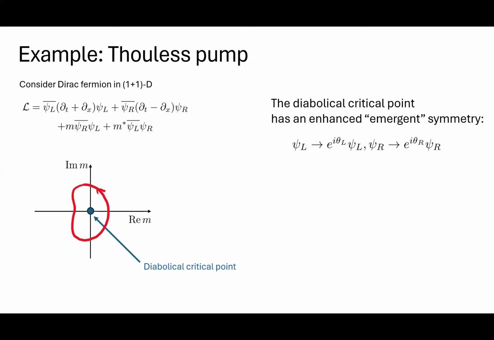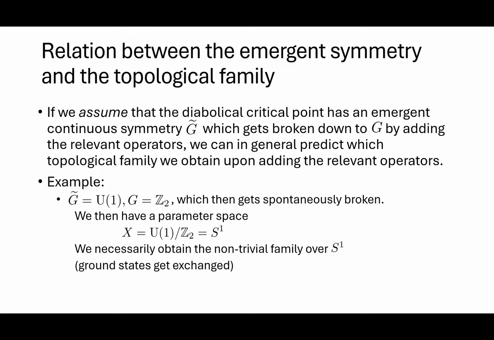But what I can say is that if you do have this emergent symmetry, then you can show how it's related to the topological families. So suppose that we have a diabolical critical point which has an emergent continuous symmetry, and then you add the relevant operator that breaks it down to some subgroup of that. You can, in general, predict which topological family you get. A simple example: suppose we have an emergent symmetry U1, and you add the relevant operator that breaks it down to Z2, and then that gets spontaneously broken. So now in terms of the families, you'd be back in this Ising spontaneously breaking family case.